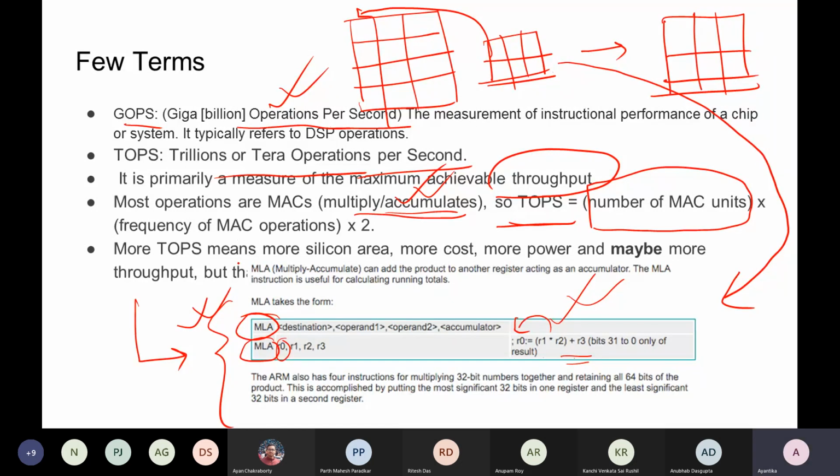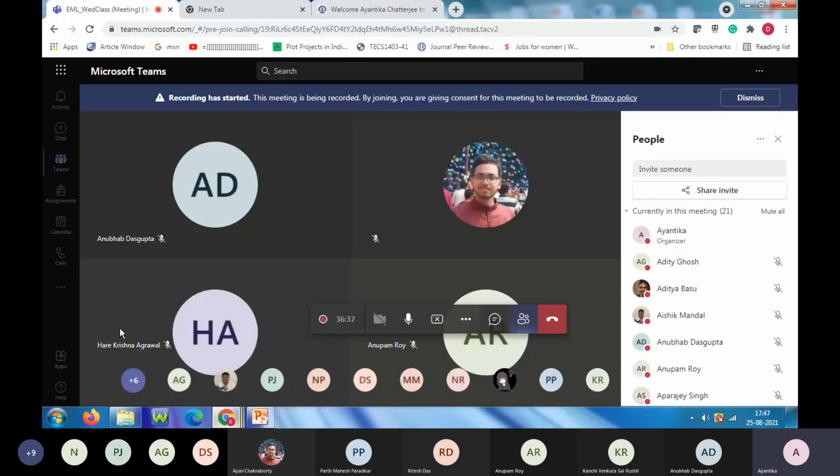Is this part clear? Is it clear? Yes, ma'am. Is it clear for everybody? Okay. So if it is clear, then tell me one thing.